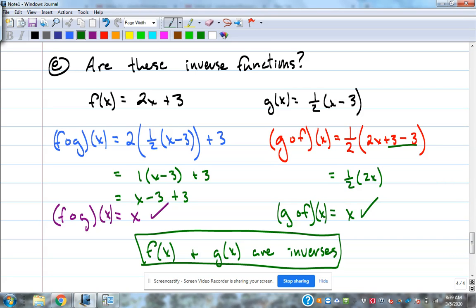This is the proof that it is using that composition. Okay. Yes, sir.